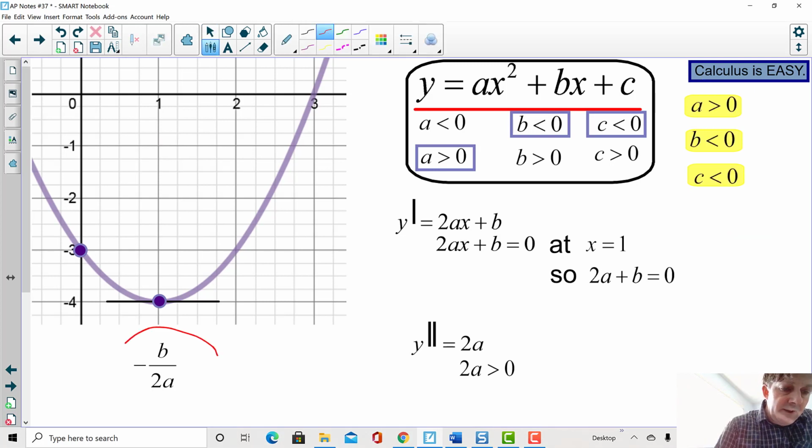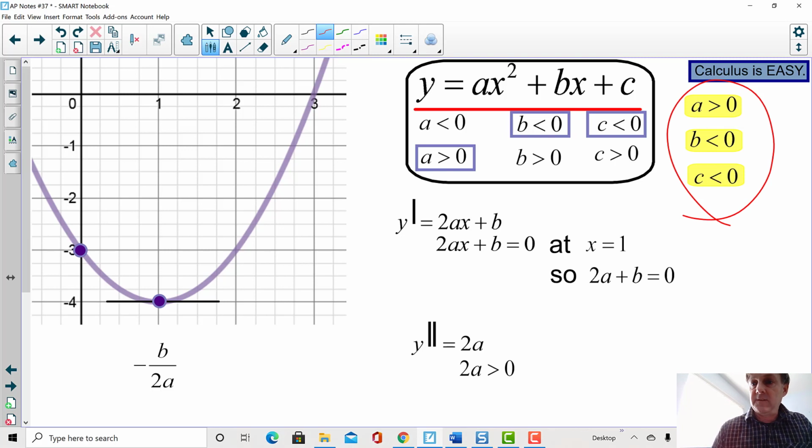Now, if you look at the bottom down here, I wrote that -b over 2a was the x value here. So yes, there are other ways to figure this out without using calculus. But in this example, of course, this is a calculus class, so we're going to use calculus to figure out our final answers. So our final answers are that a is greater than 0, and then b and c are less than 0.